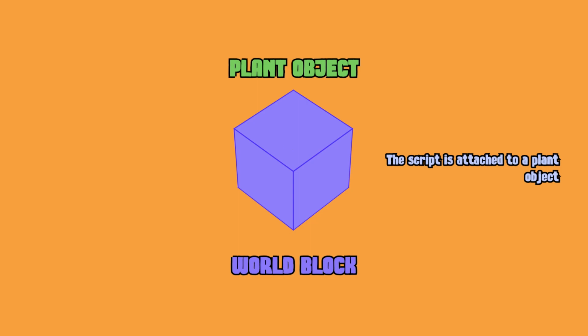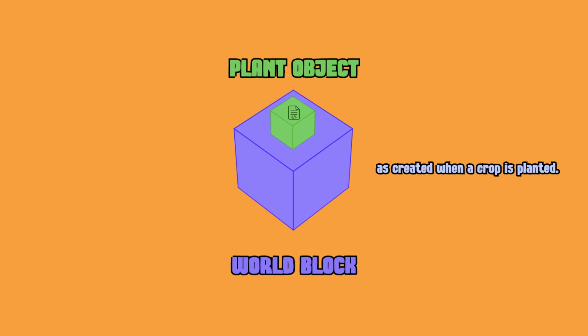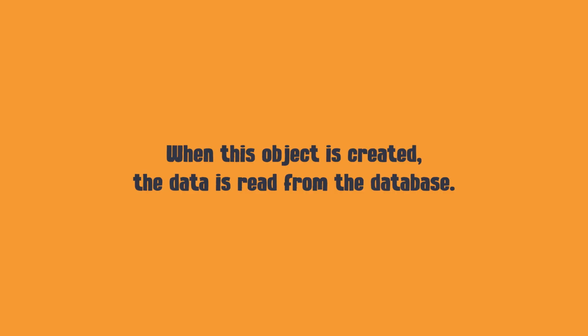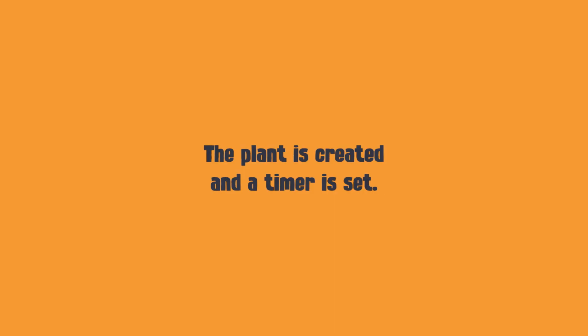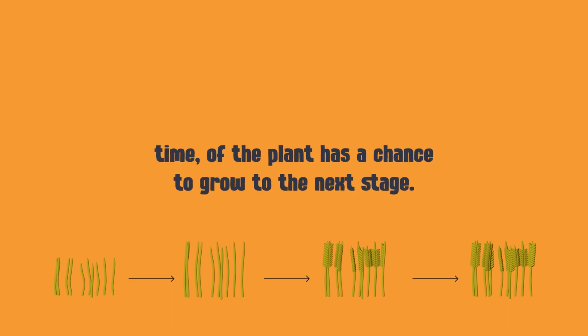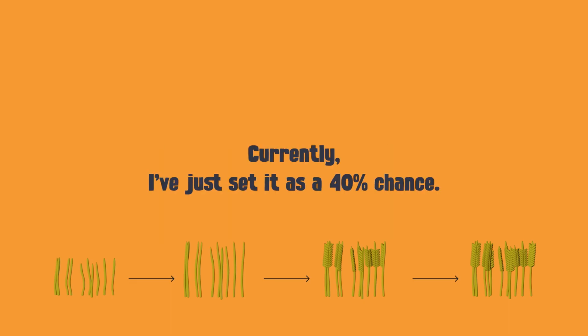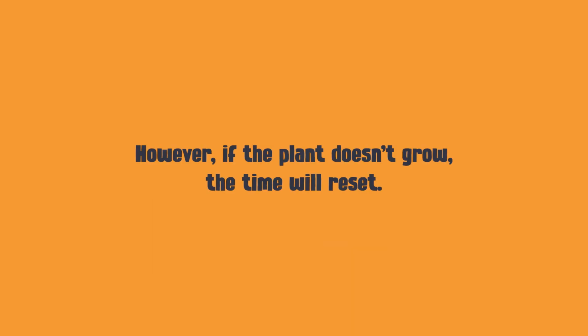The script is attached to a plant object that is created when a crop is planted. When this object is created, the data is read from the database. The plant is created and a timer is set. At the end of this timer, the plant has a chance to grow to the next stage. Currently, I've just set it as a 40% chance. However, if the plant doesn't grow, the timer is reset.